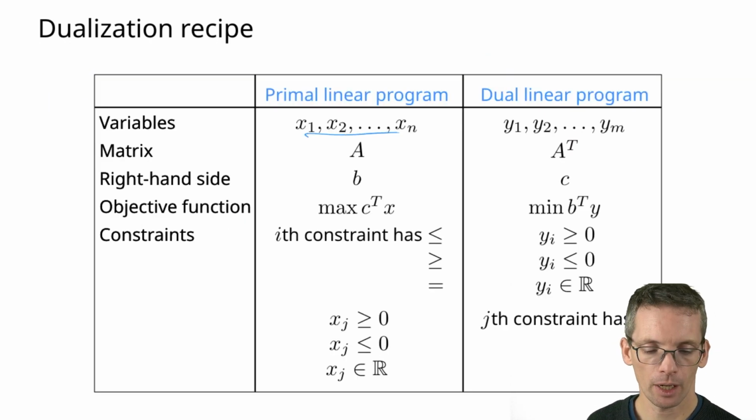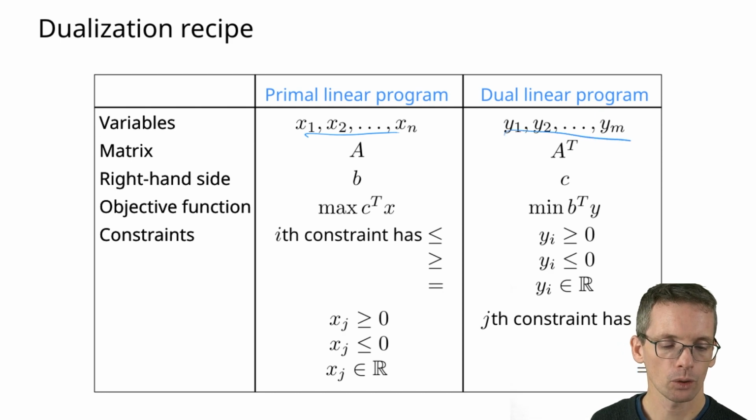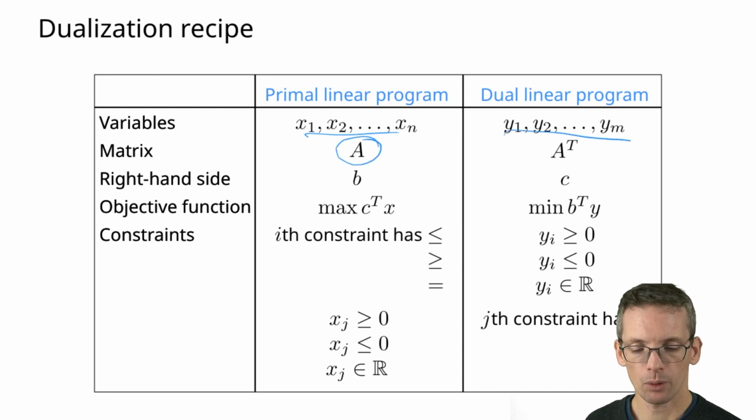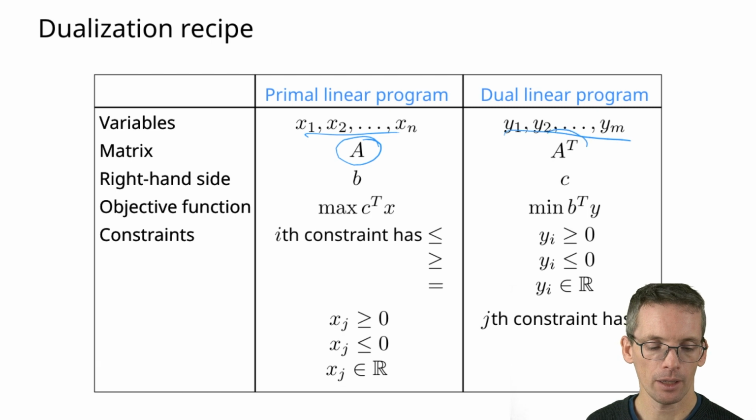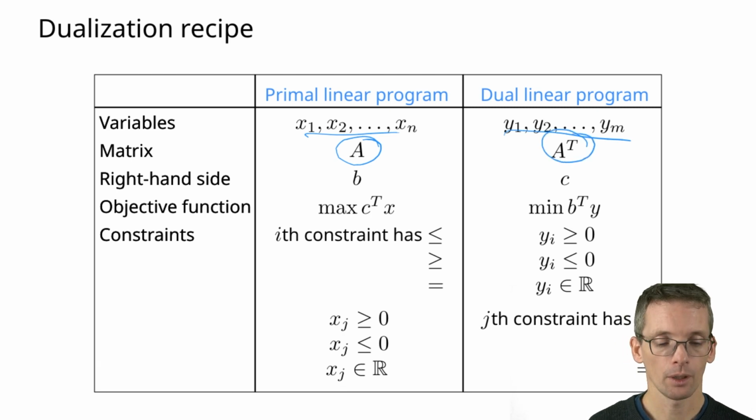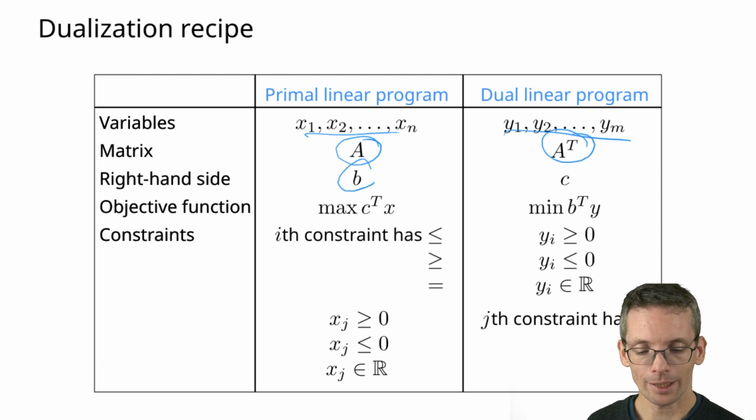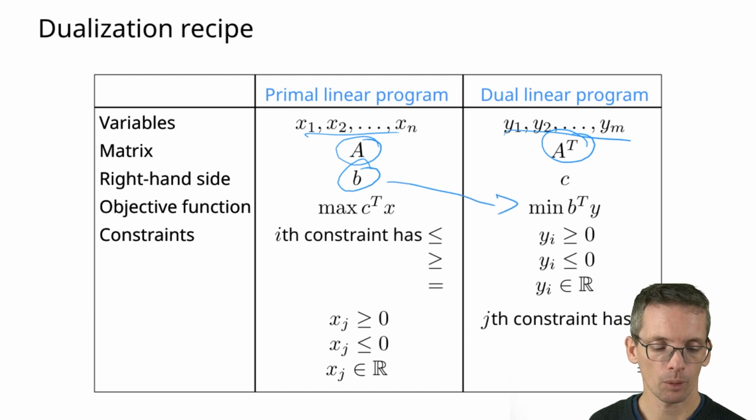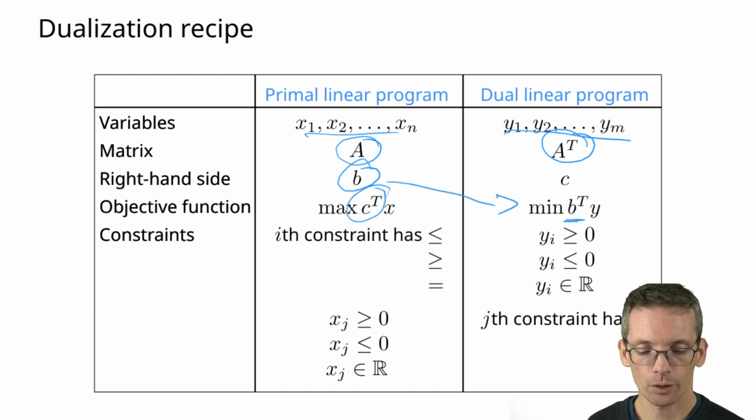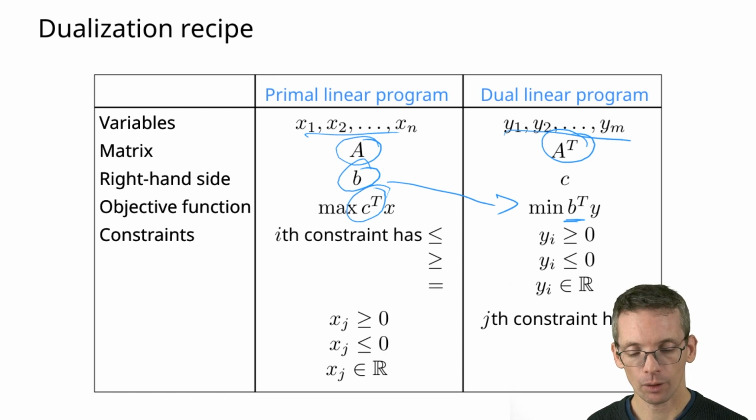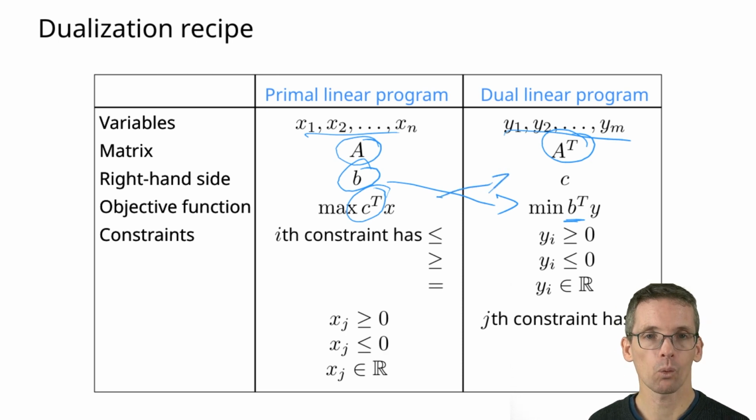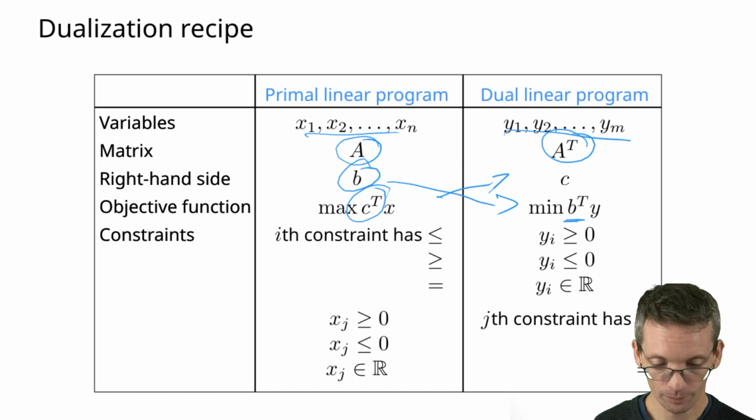So here we have our n variables, and in the dual the m variables. The matrix in the primal, A, is then A transposed in the dual. The right-hand side b shows up here in the objective function as the coefficients, while the coefficients in the objective function of the primal will show up as the right-hand side in the dual.